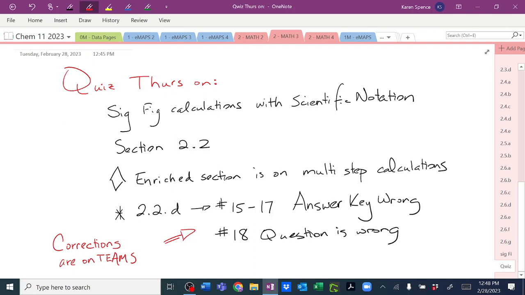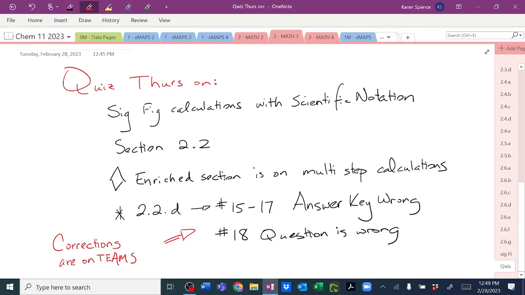And let's see what we have here. You have a quiz Thursday on Sig Fig calculations with scientific notation. That is section 2.2. The enriched section will include multi-step calculations, which we're going to go over today. It's also a good review of regular sig figs, because each individual step is unenriched stuff. It's just the putting together that makes it enriched.